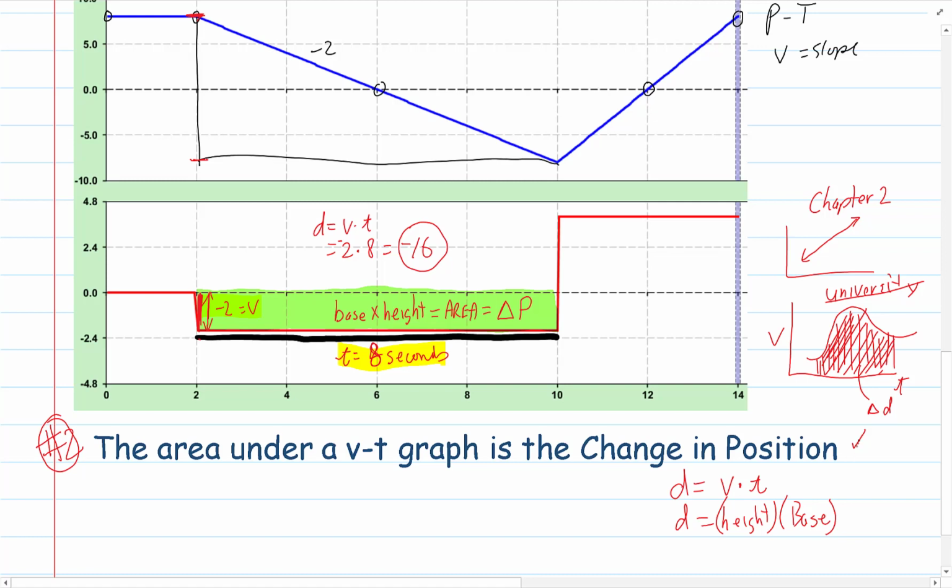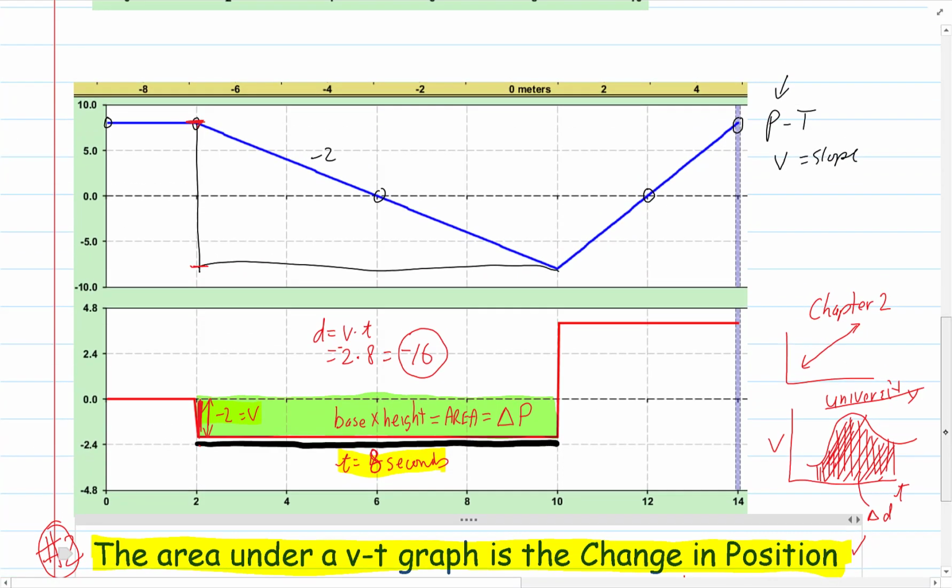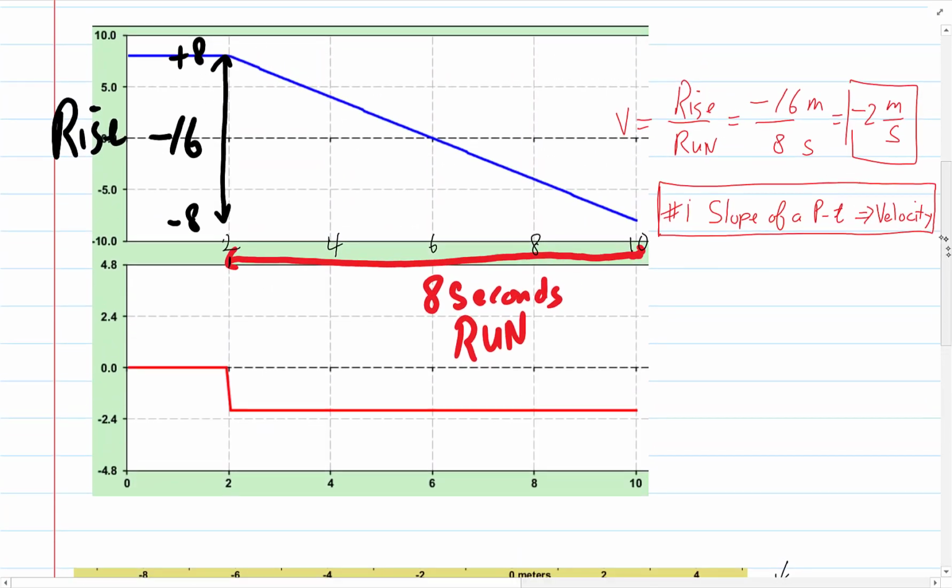So this rule here that I'm just going to highlight in yellow is amazingly powerful. Okay? More powerful than the equations we're using. In fact, we get the equations to use through this rule. If we had to say which came first, the chicken or the egg, which came first, this graphing or the formula? The graphing comes first, because the formulas come from this graph. Okay, so that's the number 2 rule, and the number 1 rule was the slope of a position time graph is the velocity.